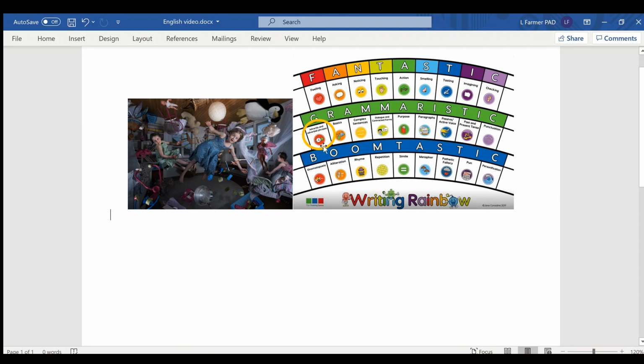I've put a circle around adverbs and adverbial phrases. This is the one that I'm going to focus on for now. There will be a little bit of the other grammaristics thrown in there. I'll talk about them at the end, particularly talking about past tense. I'm going to be writing my story in past tense. Watch out for punctuation as I do it as well.